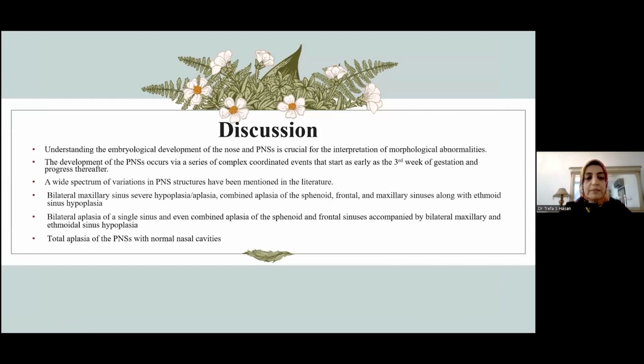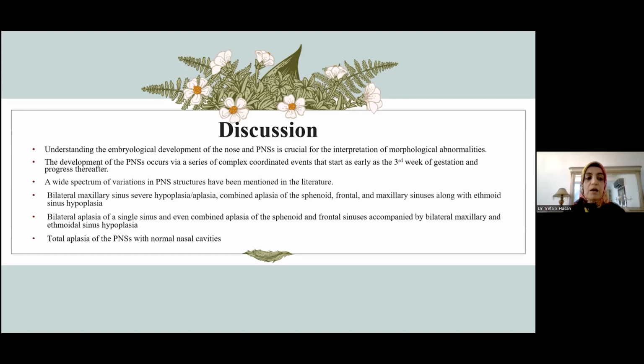So, understanding the development of nose and paranasal sinuses embryologically is very crucial for interpretation of the abnormalities that we face in our daily lives as a radiologist during interpretation of paranasal sinus CT images. This developmental process of paranasal sinus occurs via a series of complex coordinated events that start as early as the third week of gestation and progress thereafter. A wide variety and spectrum of paranasal sinus structure abnormality have been mentioned in the literature.